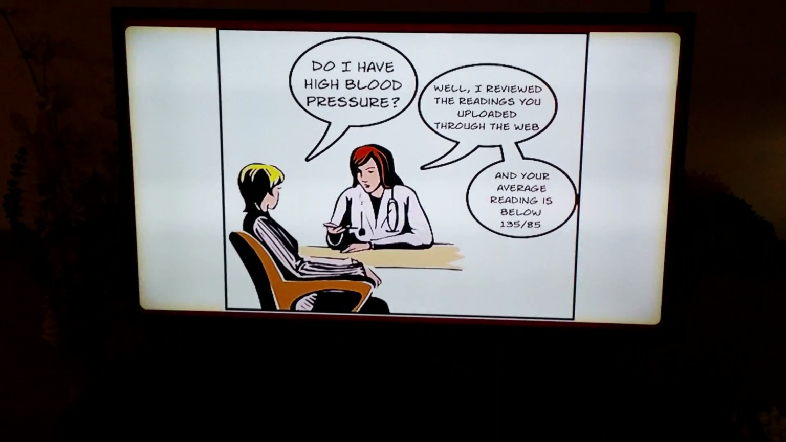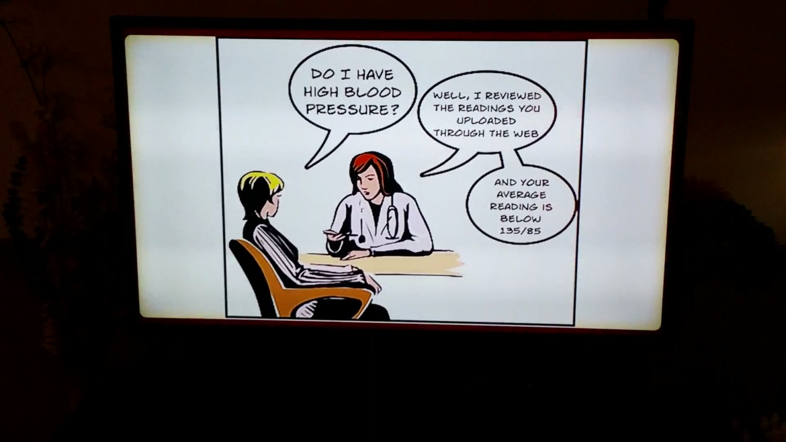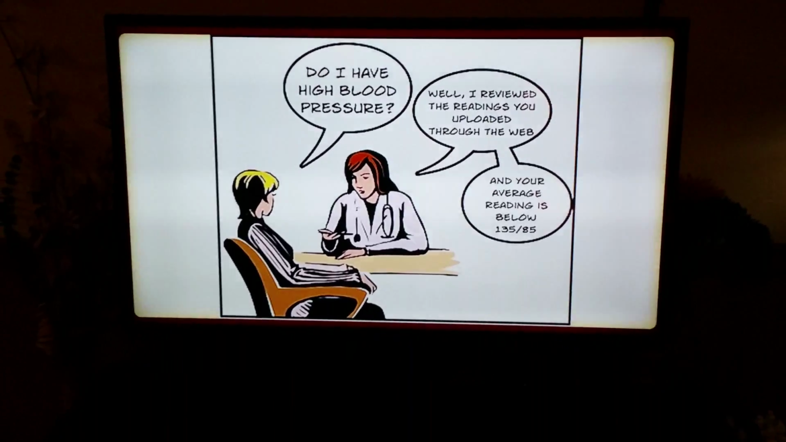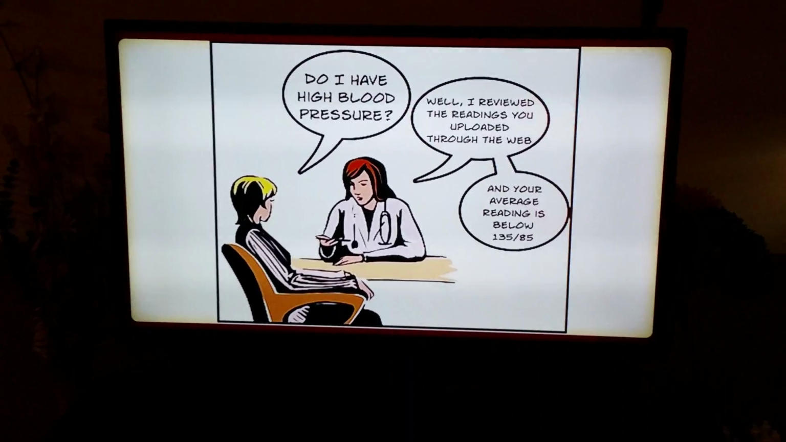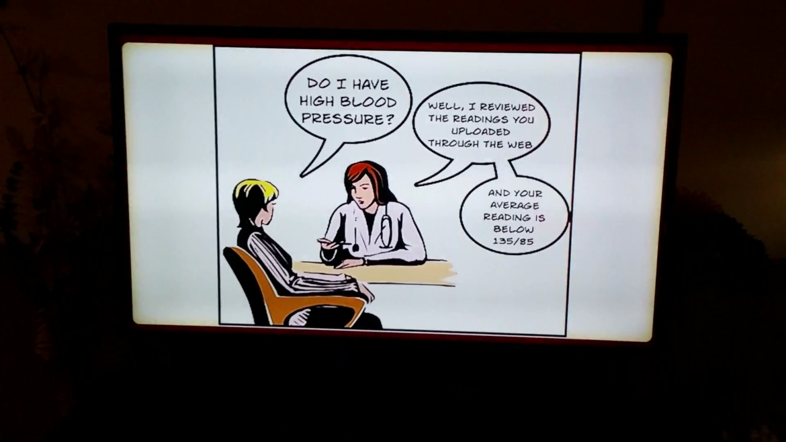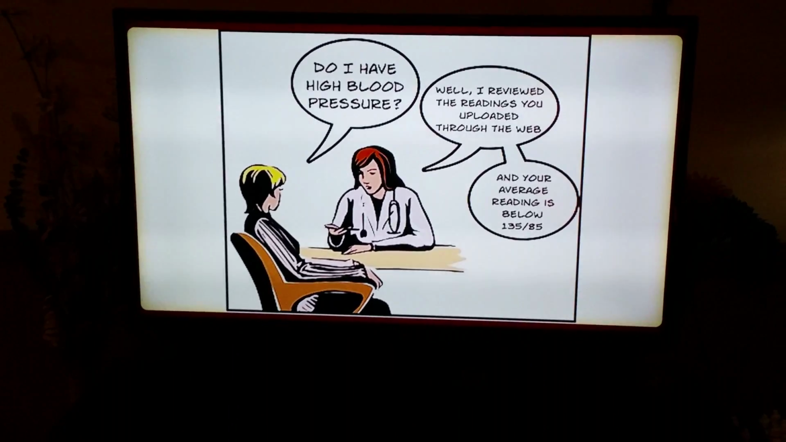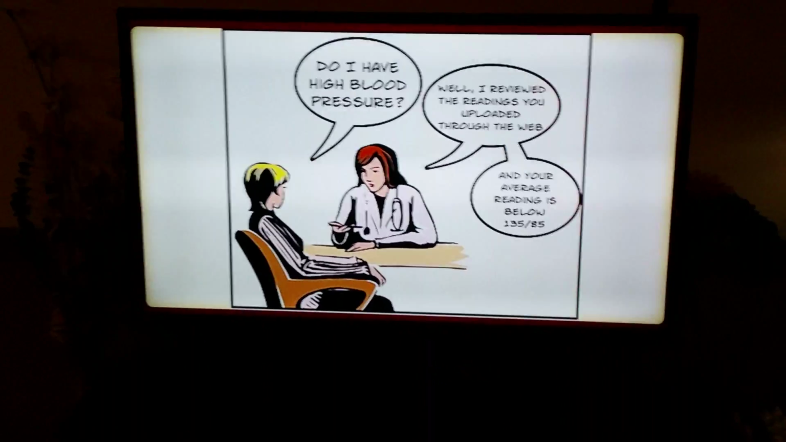This is a comic strip. Do I have high blood pressure? Well, I reviewed your readings and you uploaded through the web, and your average reading is below 135/85.